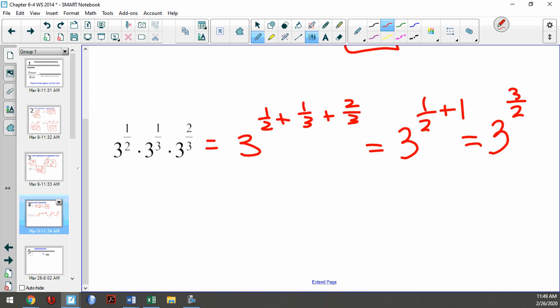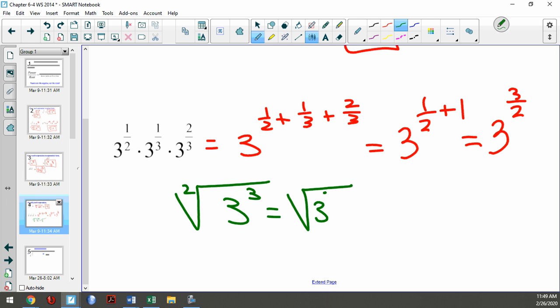Now, how do I write this as a radical? Here's my base. Power is 3. Base is 2. My root is 2, yes? Now, my power of 3 is not divisible by my root of 2, so I'm going to break it down so it is. That's going to be 3 squared times 3. Yes? Square root of 3 squared comes out as a 3, so this is 3 square roots of 3.